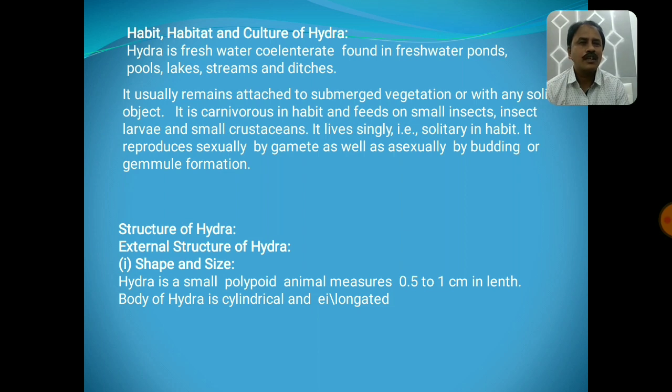It is a carnivorous animal and it feeds on small insect larvae, small crustaceans, and other larval forms. It is solitary, that is, it remains alone. It reproduces in both ways: asexual reproduction by budding, and sexual reproduction by gamete formation, that is the sperm and the eggs.